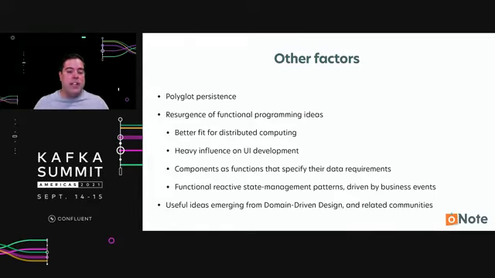We have these components now that are functions of the data that they require. They emit events. This is a very functional reactive state management pattern built up around things like React. You've got Redux and Flux and all these other things. And there are some useful ideas coming from domain-driven design, CQRS, event sourcing, event storming, event modeling. These are ideas that are coming from the domain-driven design community that are worth a look and maybe have an important bearing on this low-code model-driven development problem we're trying to solve.